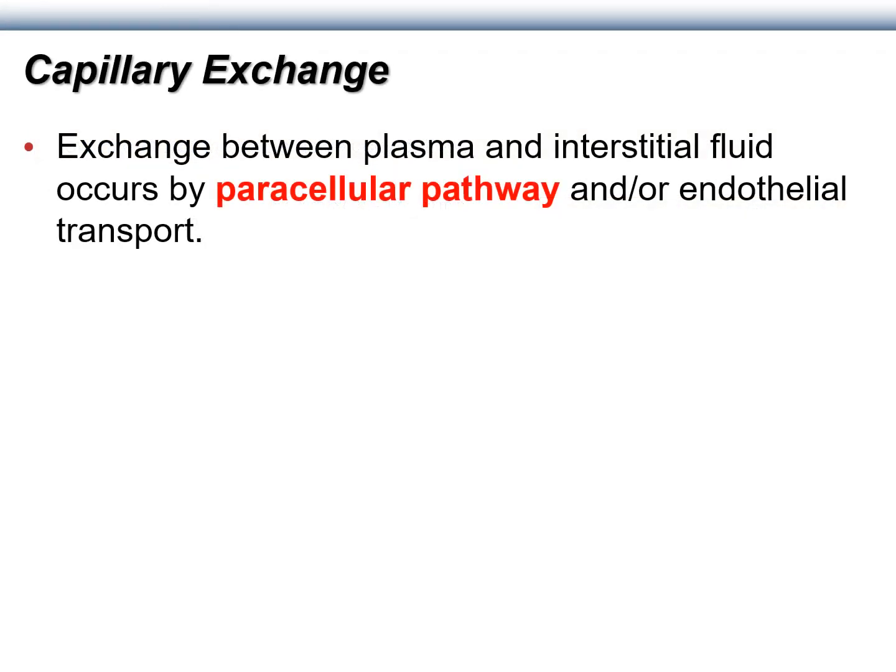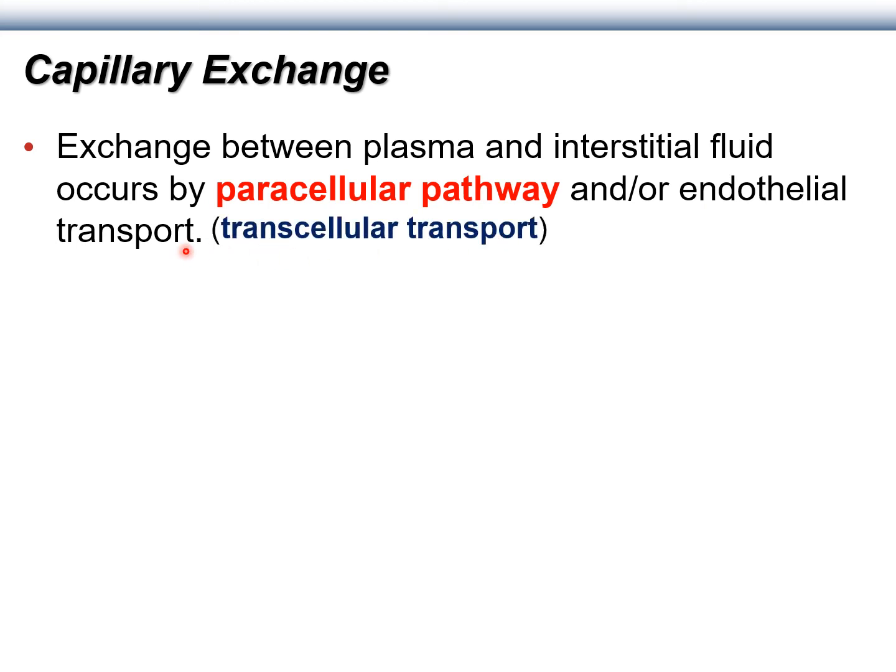So when we're talking about capillary exchange, we're talking about movement between two different compartments. The fluid inside the blood vessels we call plasma, and the extracellular fluid outside the blood vessels is known as interstitial fluid. There are important differences between these two. We see a lot more protein in blood plasma than we do in interstitial fluid. We see a lot of paracellular movement when it comes to capillary exchange, but occasionally we will see endothelial transport as well, but that tends to be very situational and specific.